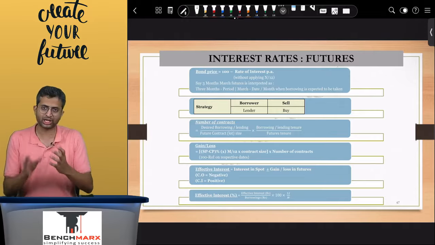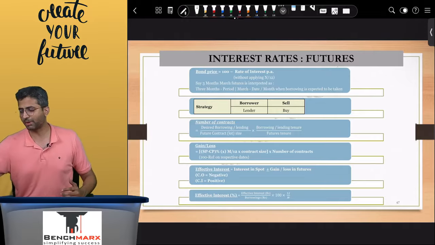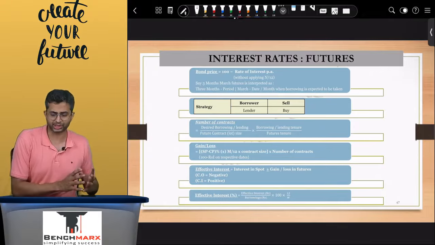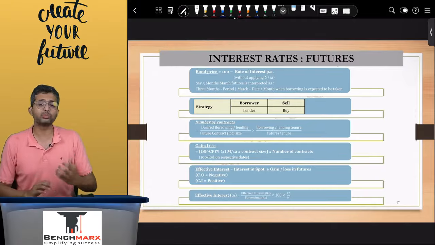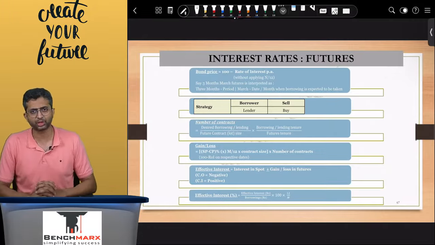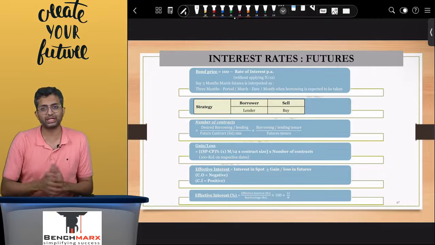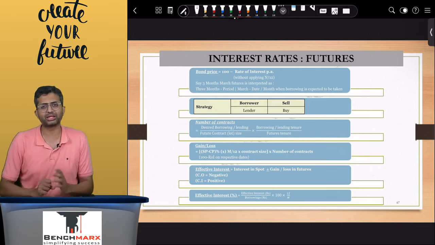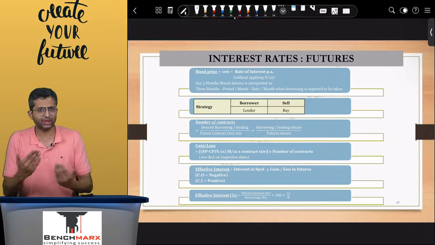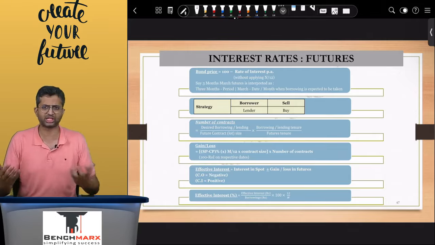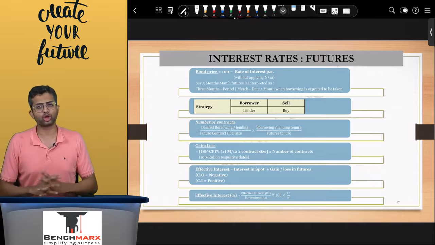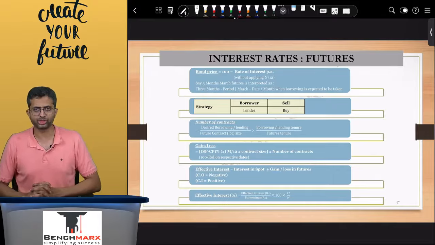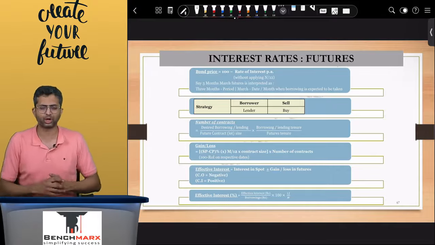And how are they quoted? They're quoted as 100 minus the rate of interest. So if the rate of interest, for example, is 6% per annum, then the bond price will be quoted as 100 minus 6, that is 94. If the interest rate changes from 6% to, let us say, 8%, then the market price of the bond for the purpose of interest rate futures will change to 92, 100 minus 8. Hence, if I want to figure out the gain or loss, the selling price and the cost price, 92 and 94, can be compared, and a gain or loss can be determined. So over here, you have to look at the terminology: 100 minus the interest rate will give you the bond price.